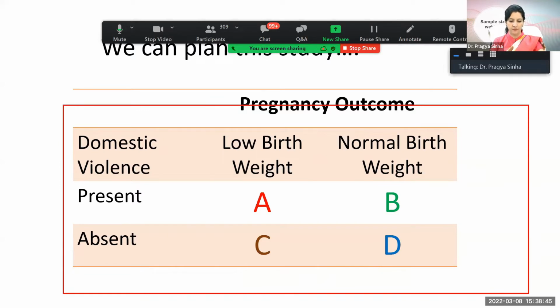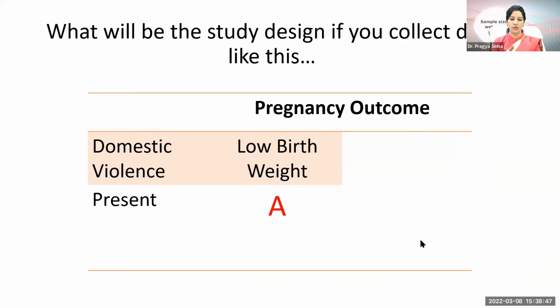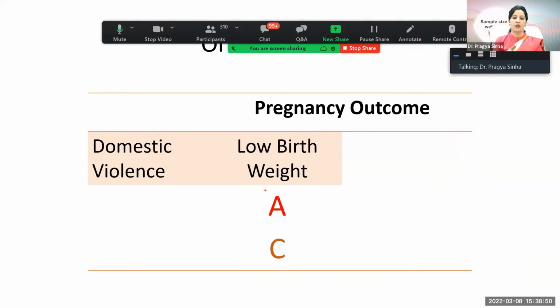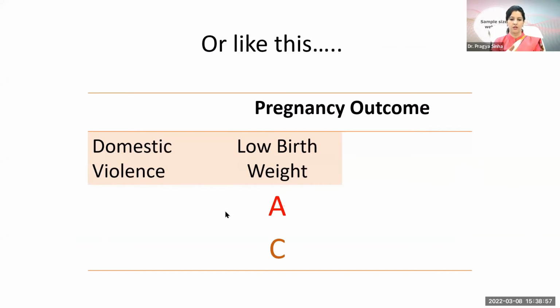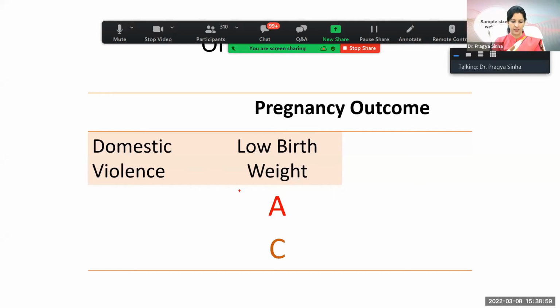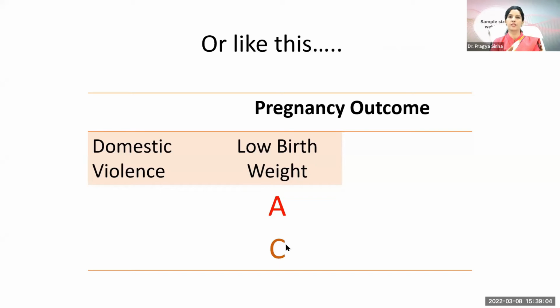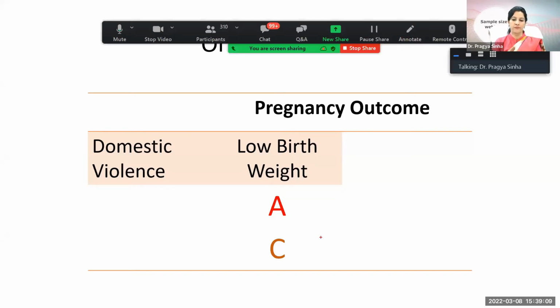And if the investigator is only presenting his result on the basis of this A, it is a case series. And even if he is doing it on the basis of this A and C, it is a case series. So both A and A plus C, if you take these two together or A separately, this will be an example of a case series.